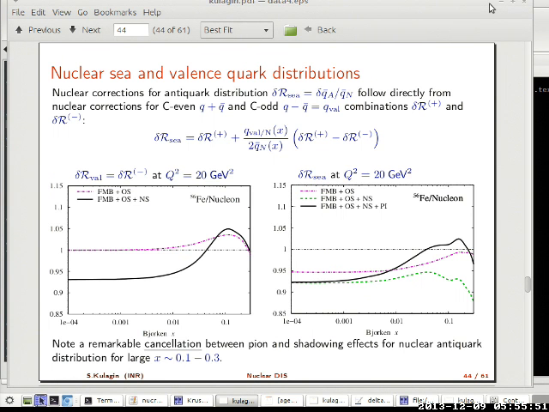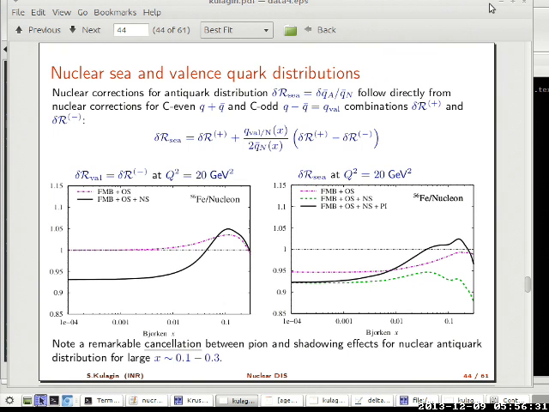Why enhancement? Because it's quite a big factor at large x, about 0.1, because it's a ratio of valence quark distribution over the anti-quark distribution, and this factor effectively enhances the shading correction for anti-quarks. So the net result is that there is quite a strong cancellation between different contributions in this region, and the Pine correction almost exactly is cancelled by the shading correction.